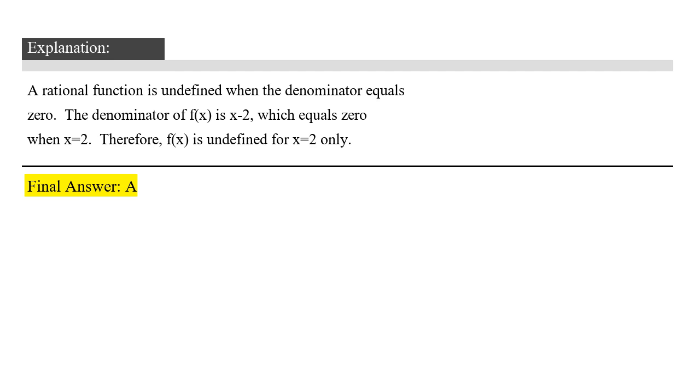A rational function is undefined when the denominator equals 0. The denominator of f(x) is x minus 2, which equals 0 when x equals 2. Therefore, f(x) is undefined for x equals 2 only.